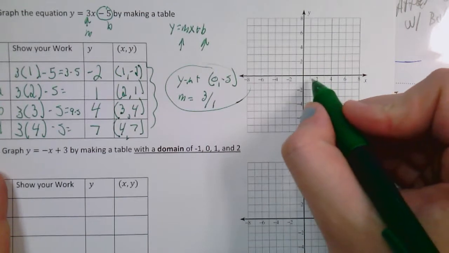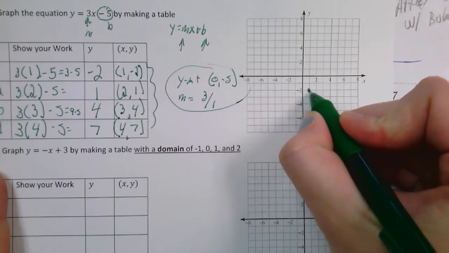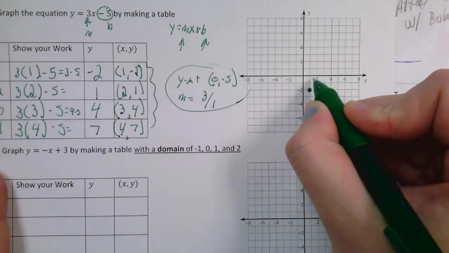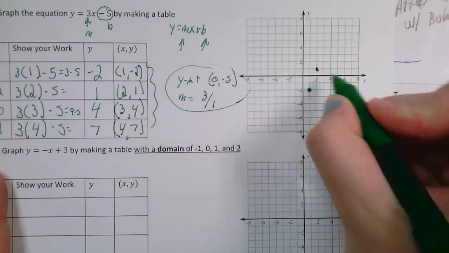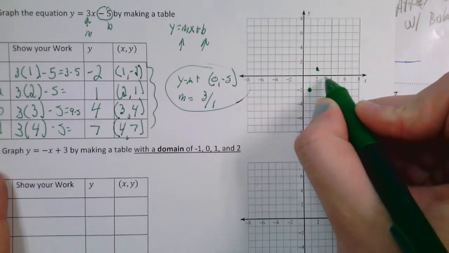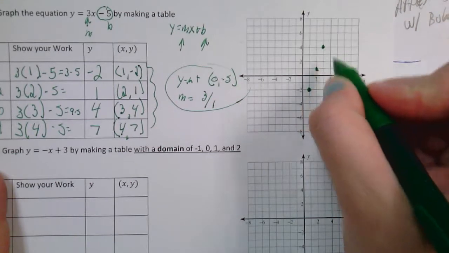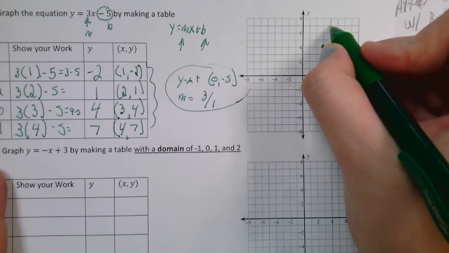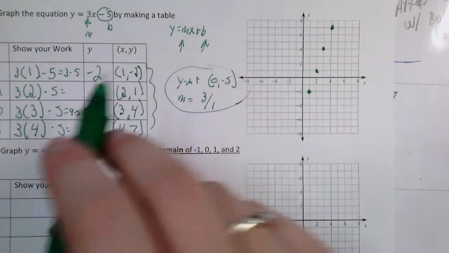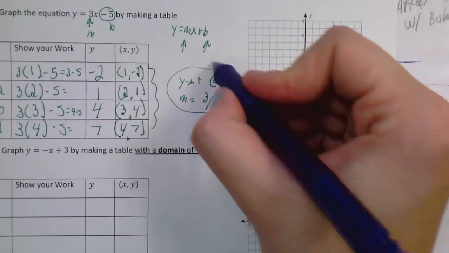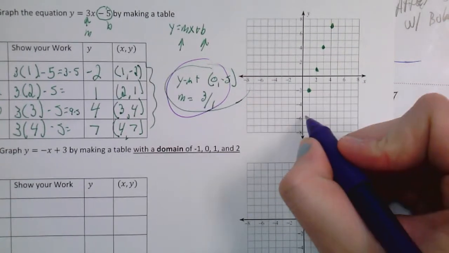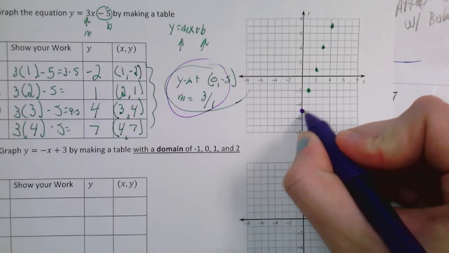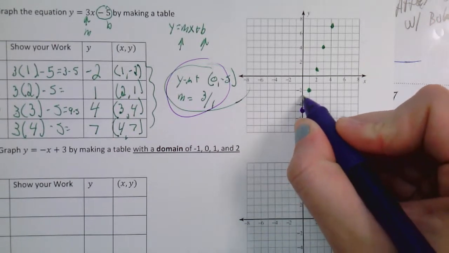That would be 1, -2. I'd be at 2, 1. Let's see, I have 3, 4, and I would be at 4, 7. If you had plugged in the original ones, or this method here, you would have been at 0, -5. The up 3/1 would have put you right here.